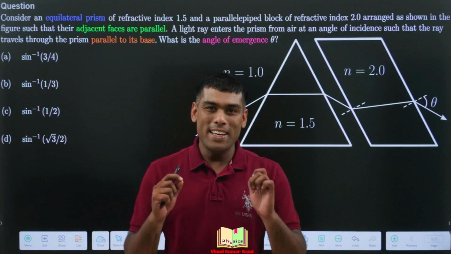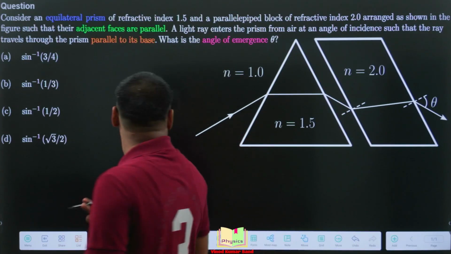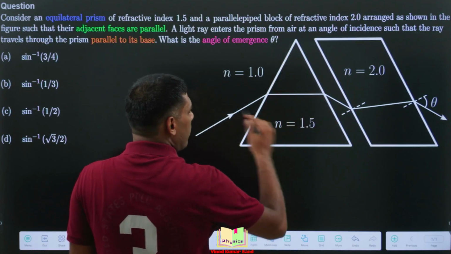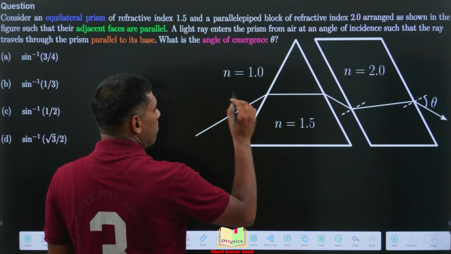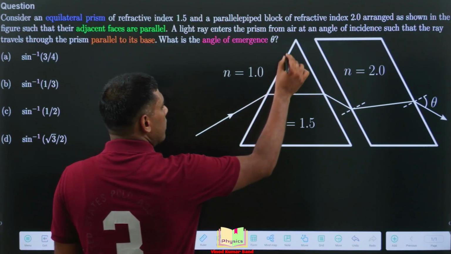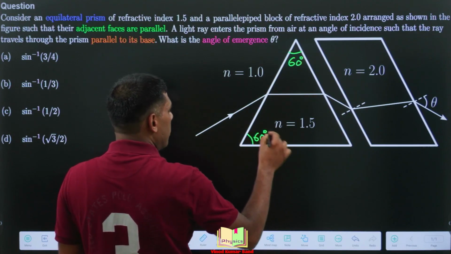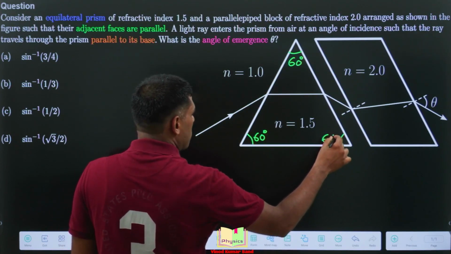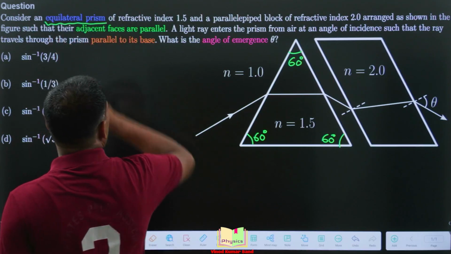Hello everyone. Here we have a very beautiful question of refraction. There is an equilateral prism. A ray enters the prism from the air. So this angle we consider as 60 degree. This is also 60 degree and this is also 60 degree, since it is mentioned as an equilateral prism.